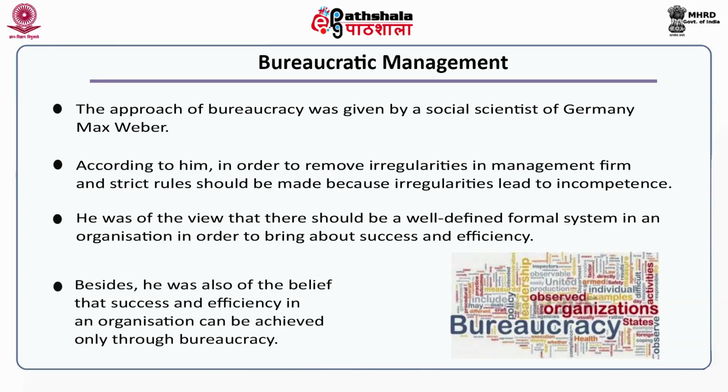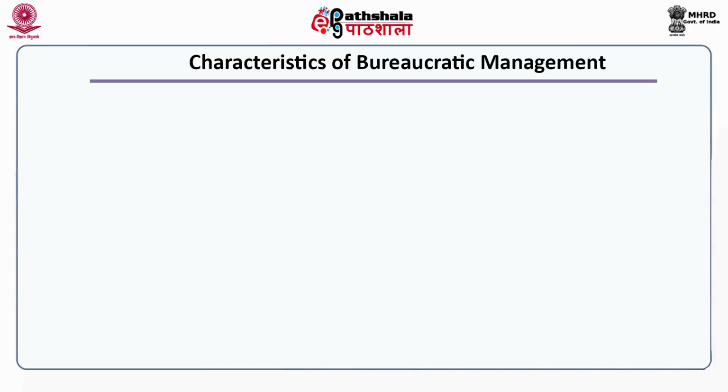Besides, he was also of the belief that success and efficiency in an organization can be achieved only through bureaucracy. The main characteristics of bureaucratic management are: number 1, impersonal relationships among people. Under bureaucratic system of management, payment of rewards and prizes should be made on the basis of efficiency and skills of a person and not on the basis of personal relations with him or her.